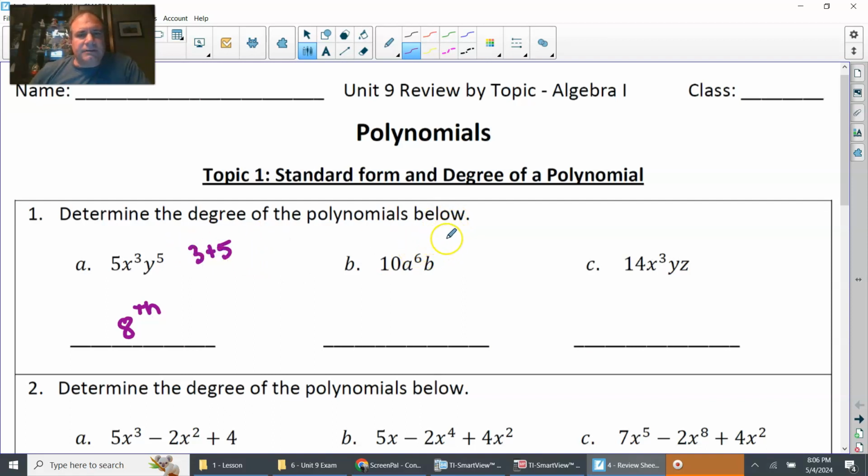And then 6 plus 1 would be the 7th degree. All of the exponents of the variables, I should say. And then this is 3 plus 1 plus 1, because this is a 1 and this is a 1. So we have the 5th degree here.